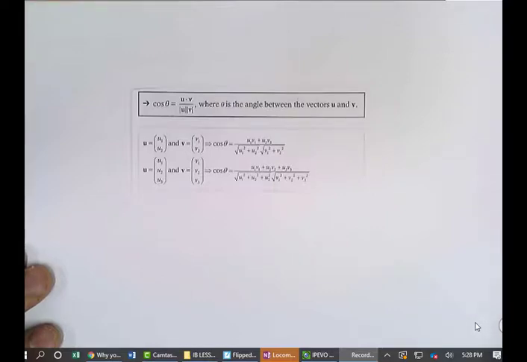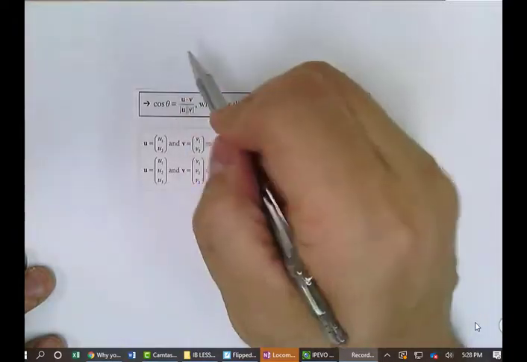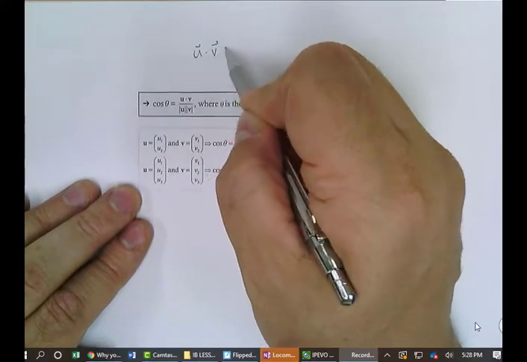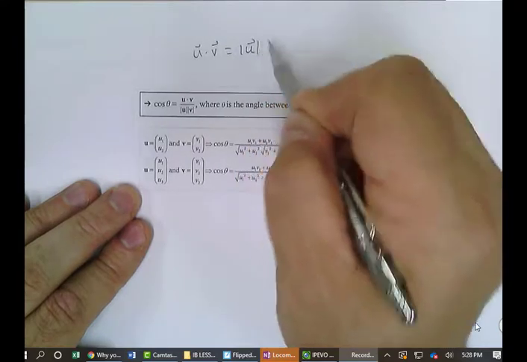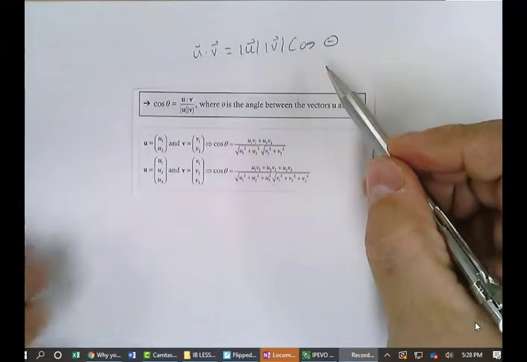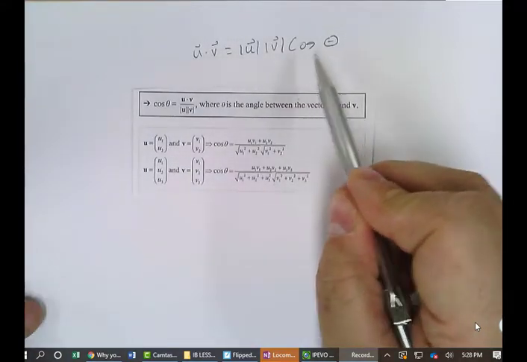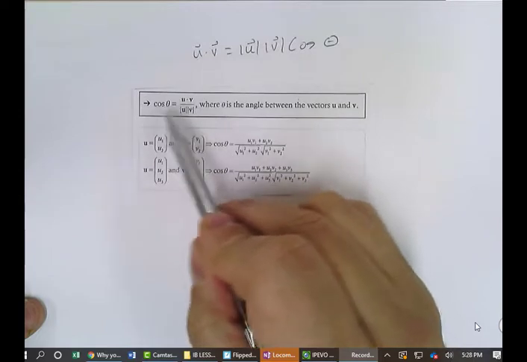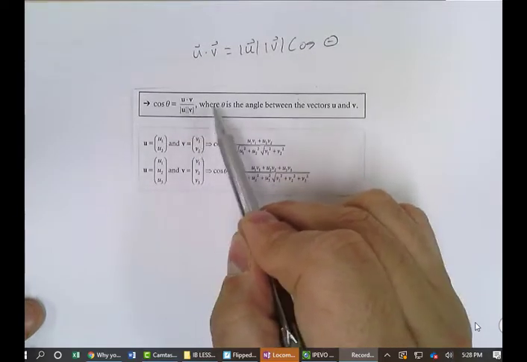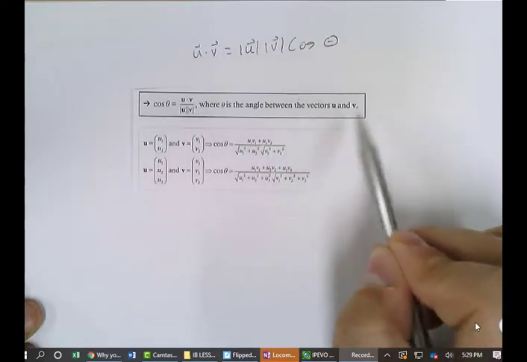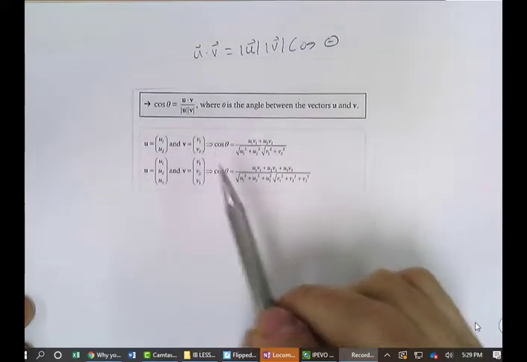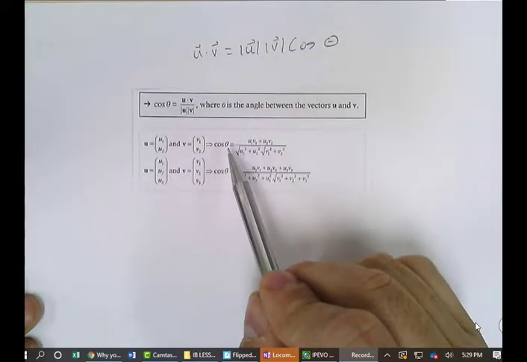Hello, in the past videos we have shown that the dot product u dot v is equal to the magnitude of u times the magnitude of v times the cosine of theta, the angle between the two. But if you solve for the cosine of theta, you can show that the cosine of theta is u dot v divided by the magnitude of u times the magnitude of v, where theta is the angle between the two vectors u and v. So we can use the dot product, or another form of it, to calculate the angle between certain vectors, right?